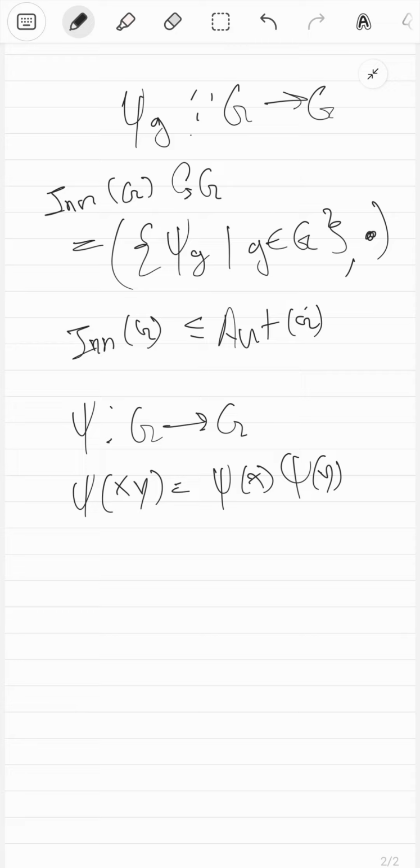It's easy to see that something like a conjugation is obviously just an isomorphism, which is not the identity function. So there are isomorphisms which are not the identity function, which take you from one group to the other group, right?